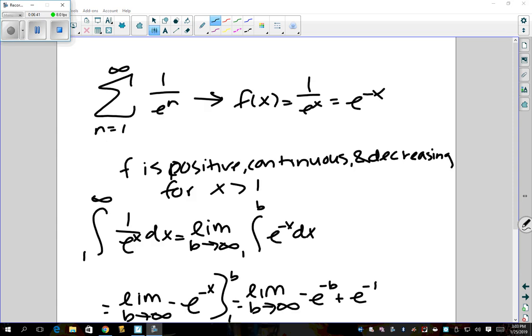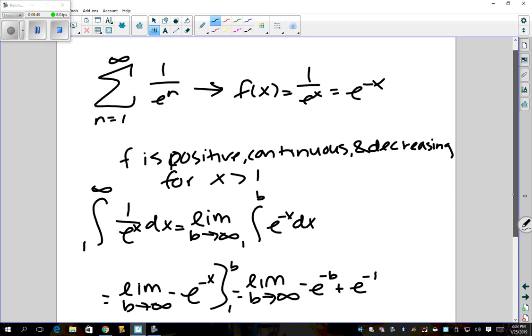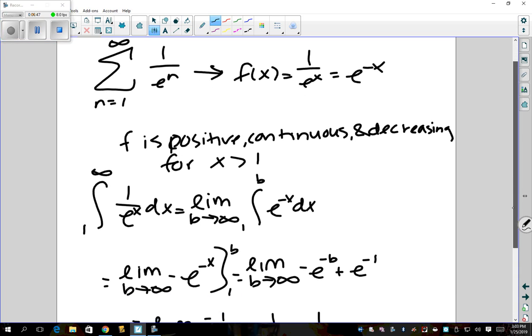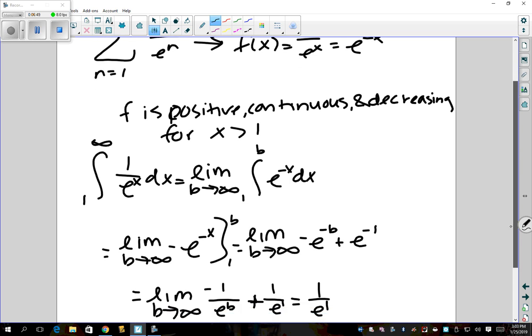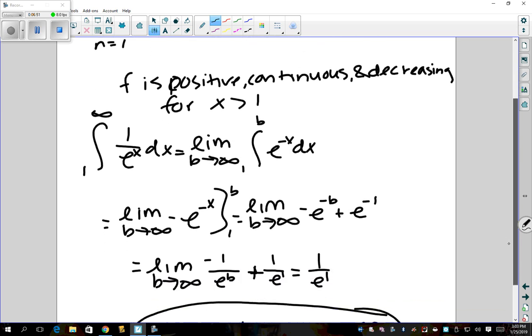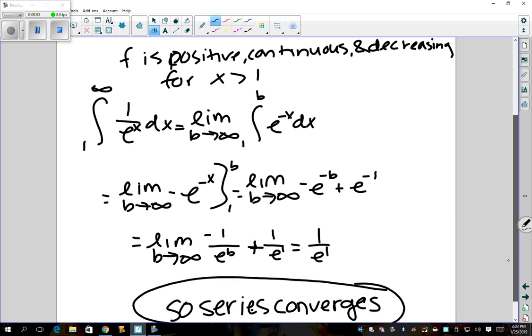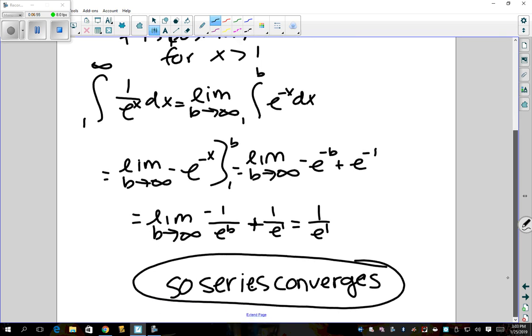So our series does converge. I'll tell you the answer in case you don't want to look at all this work. But here is the work for evaluating this integral. And our series does converge.